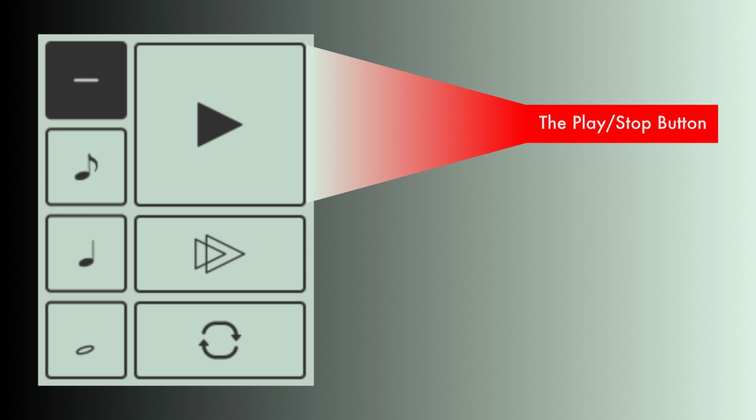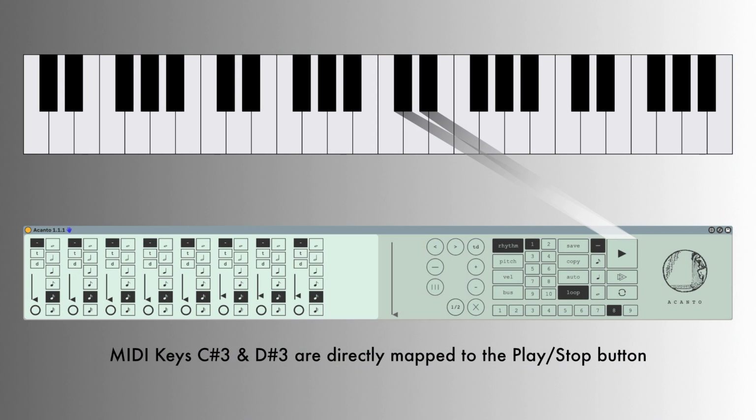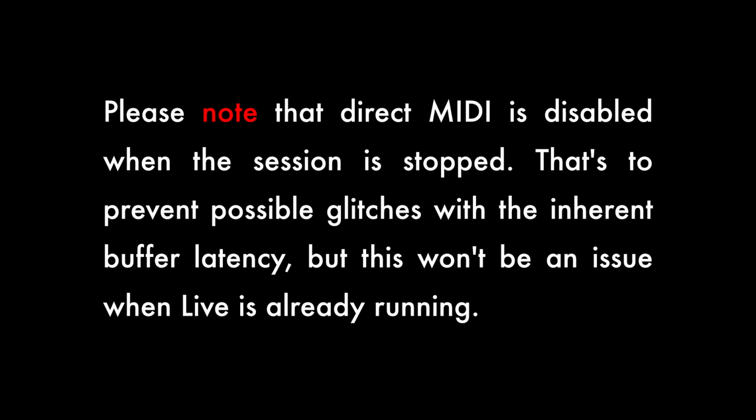The play stop button does, of course, just that. It starts or stops the sequencer. It can be mapped to keys or MIDI, and it also responds to two discrete MIDI notes, each with its own function.